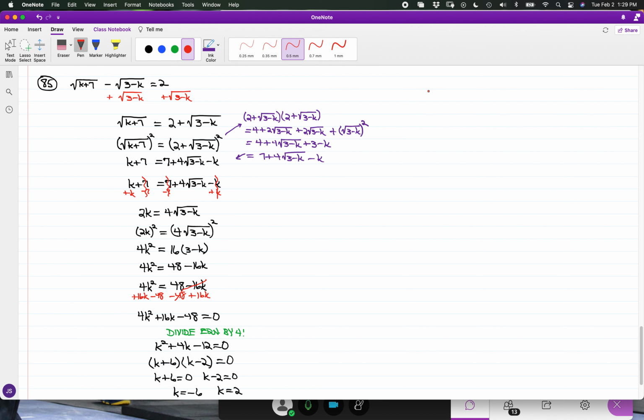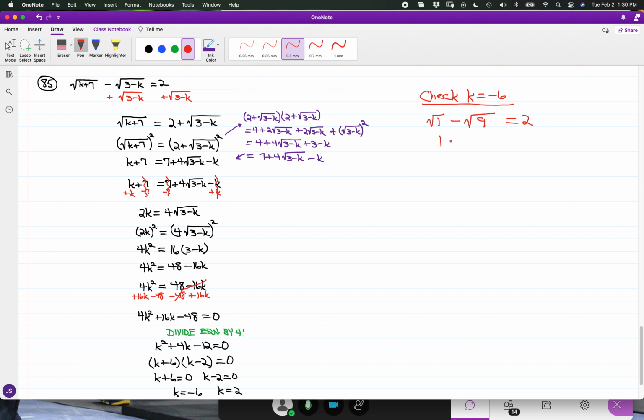Again, you don't have to write out the checking, but I just want to mention. So in the original equation, we have the square root of k plus 7. If k is negative 6, negative 6 plus 7 is going to be 1. And we have 3 minus negative 6, which is 3 plus 6, which is going to be 9. So right now we have the square root of 1 minus the square root of 9, and I'm trying to set this equal to 2.